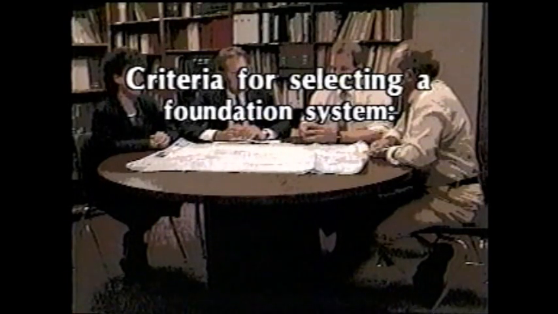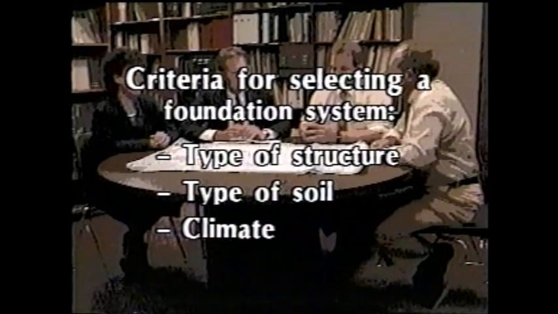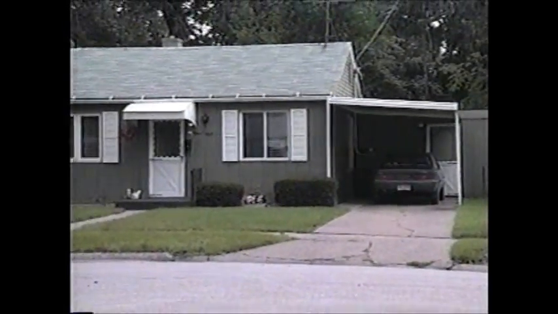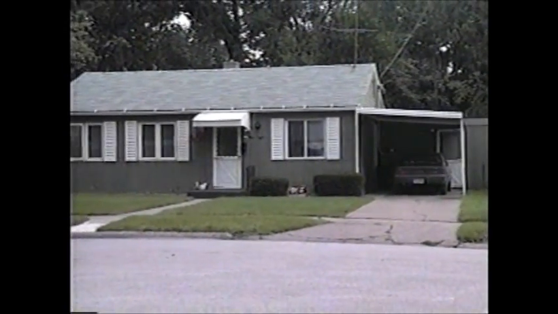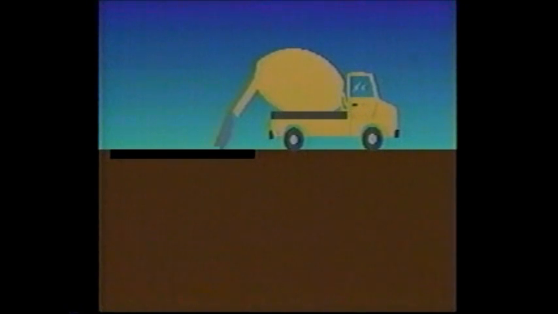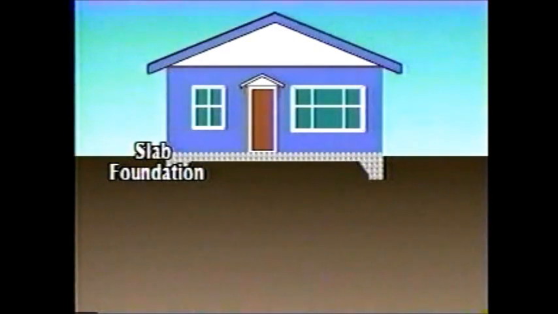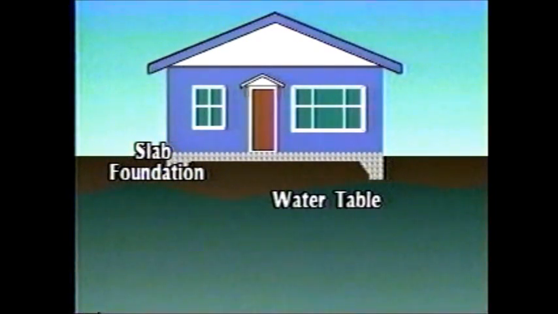They consider a number of elements: the type of structure, the type of soil, and the climate in which they're building. Slab foundations are best for small, lightweight structures where the soil is soft or has a lot of groundwater. One type of slab foundation is called a floating slab because it sits directly on top of the earth. Because of this, floating slabs aren't often used in certain areas of the country where the ground freezes in winter. You see, when soil freezes and thaws, it shifts and moves. So a slab foundation built on this type of ground would simply move along with it.